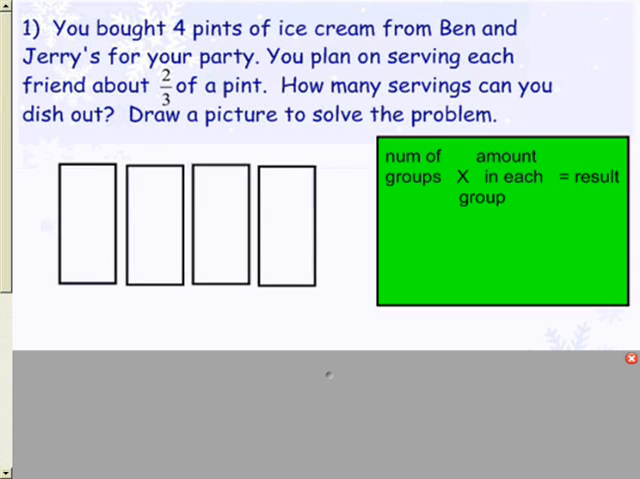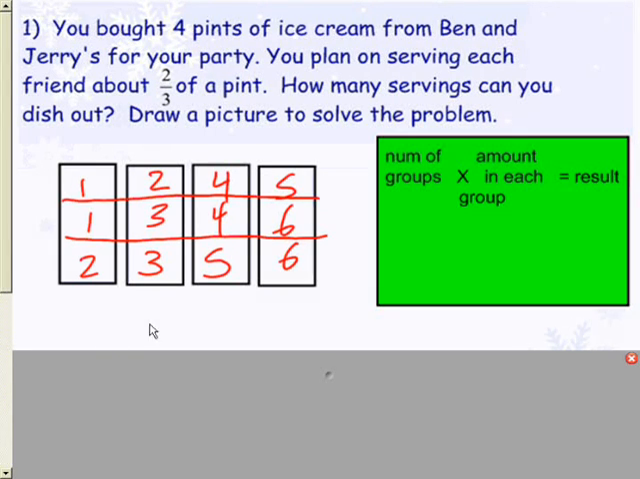So we're going to start by solving this using our diagram here. So here's the 4 pints of ice cream that I bought. If each person gets 2/3 of a pint, how many people will be able to get some? So go ahead and, if you want to pause the video and see if you can draw a picture of this and determine how many people, and then unpause to see what I do.